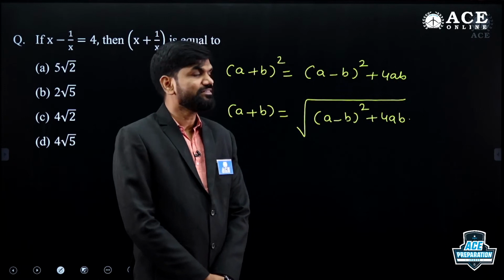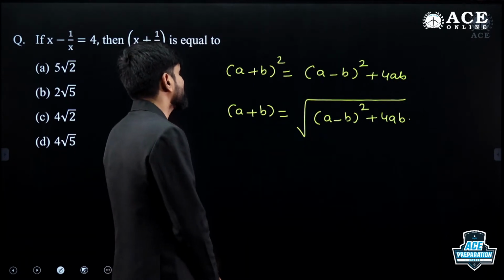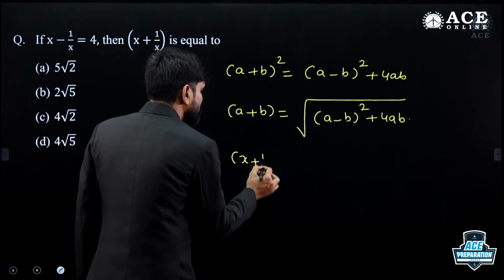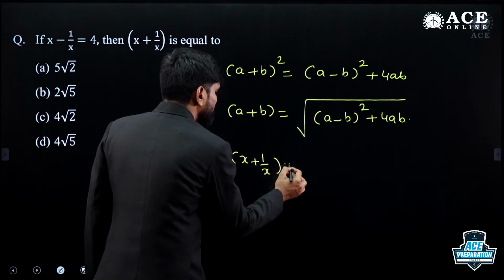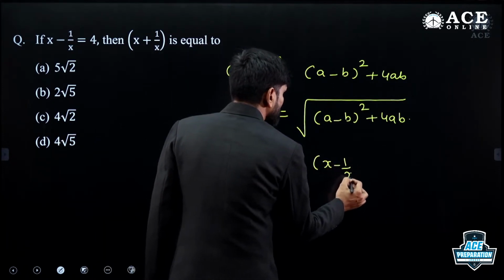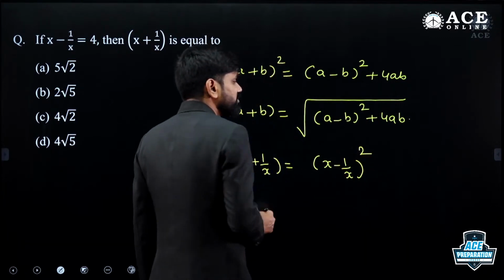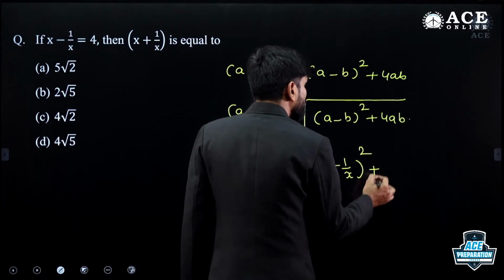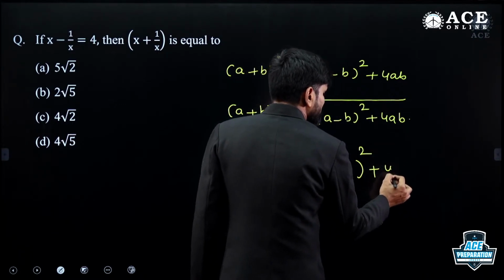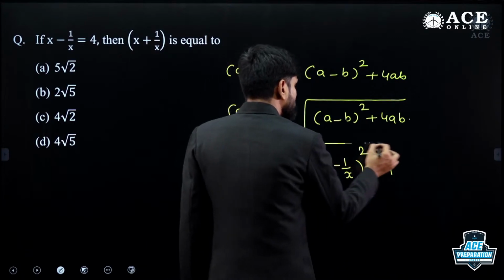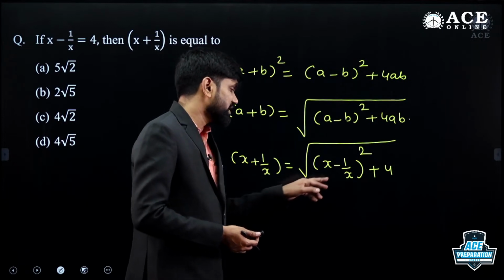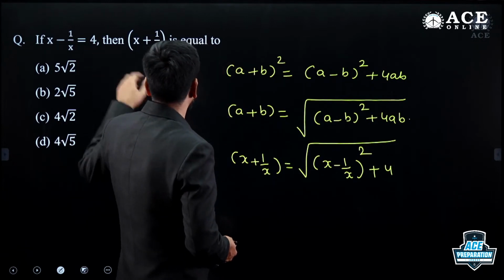In the same manner, in place of a and b, if I take x and 1 by x, what will happen here? x plus 1 by x will be equal to the square root of x minus 1 by x whole square plus 4 into x into 1 by x. So 4 into x into 1 by x will give you plus 4, because x into 1 by x will give you 1. Now dear, I need x plus 1 by x. I know x minus 1 by x. You simply substitute the value of that.